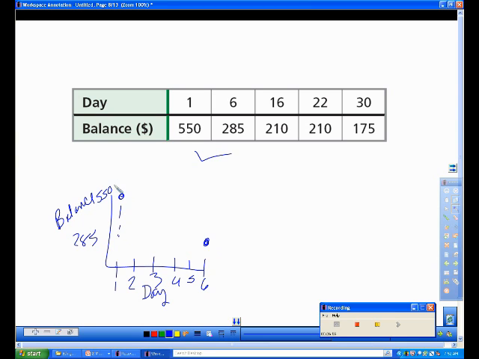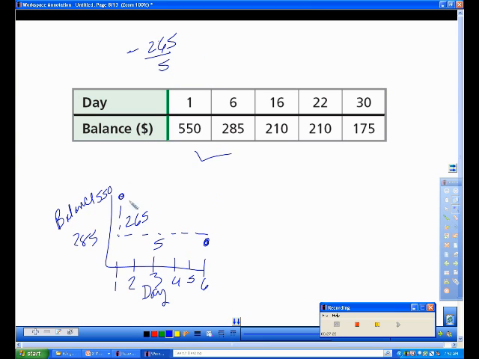Well, so then you would do 550 minus 285 to figure out how much it changed. If you did that, because it went down, you would see that it's 265, that it went down from this data point to this data point. Then to count from 1 day to 6 days, it went over 5. So the rate of change is, more specifically, negative 265 over 5, because the balance decreased by 265 and the day increased by 5.